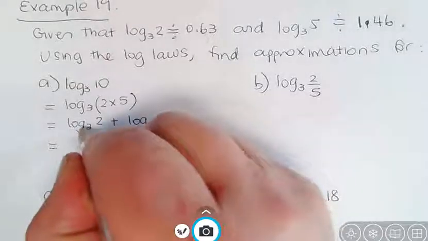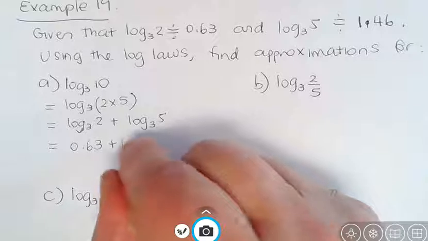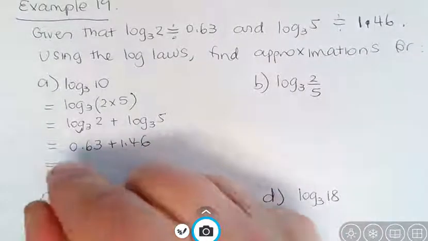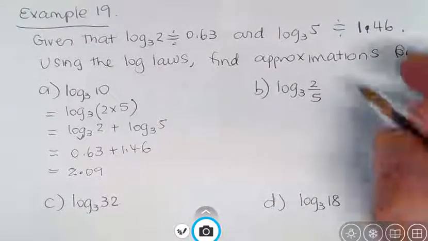Values of those, we've got log to the base 3 of 2 is 0.63 and log to the base 3 of 5 is 1.46, and just adding those together we get 2.09.